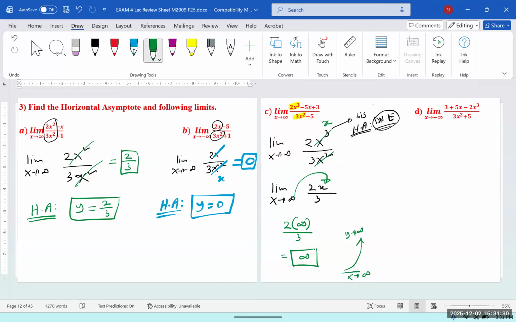The limit is infinity, and the asymptote doesn't exist. Asymptote means it's a line, a boundary. So this function doesn't have any boundary. So there is no boundary. So your limit means the y value is getting bigger and bigger.